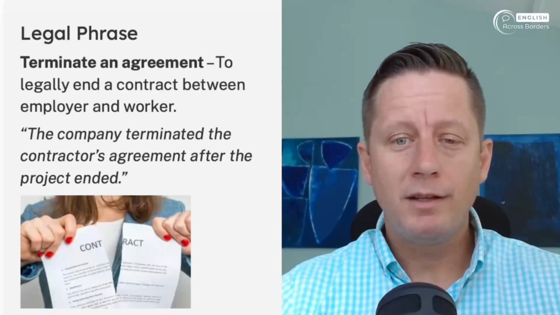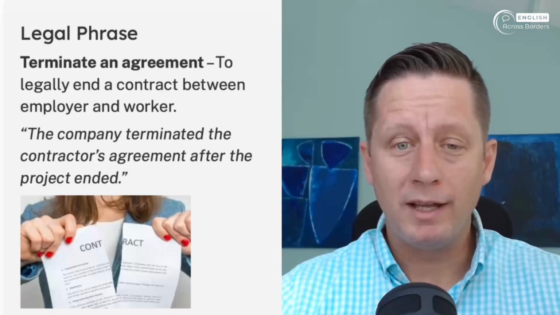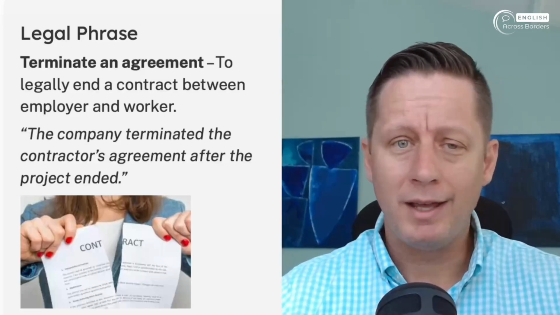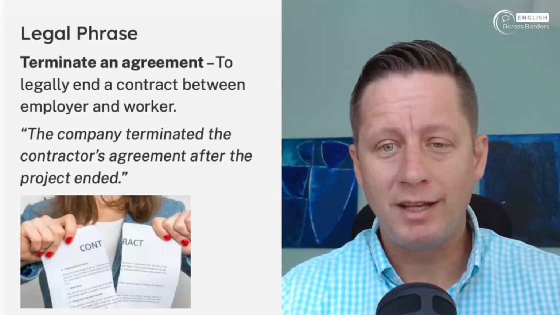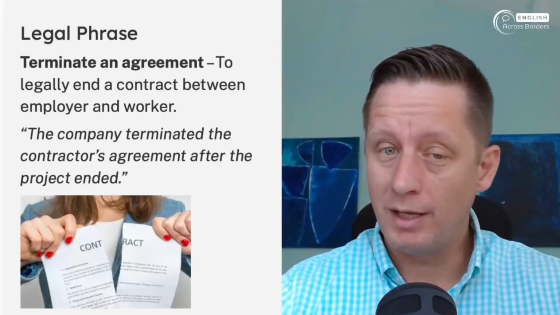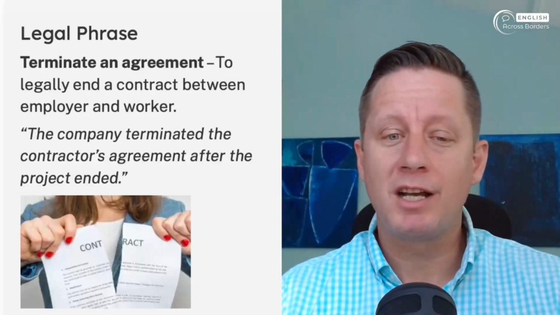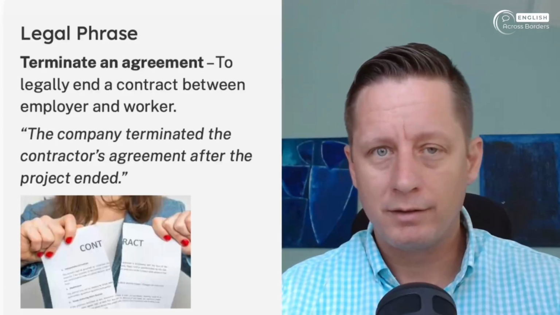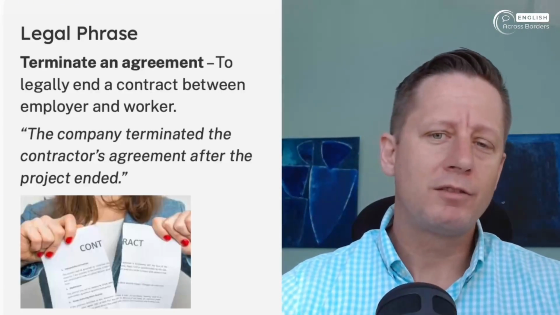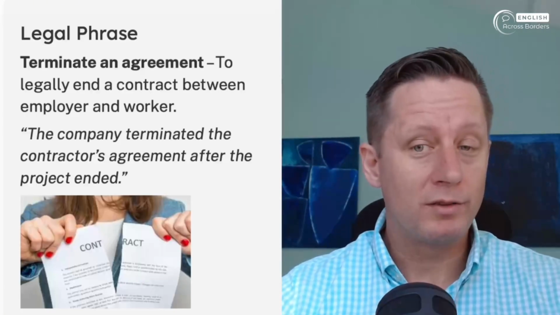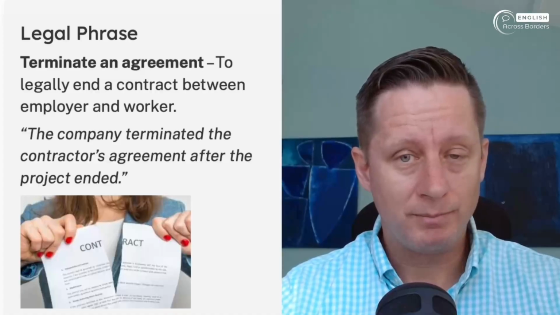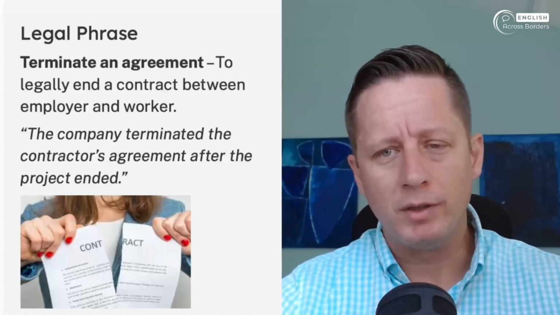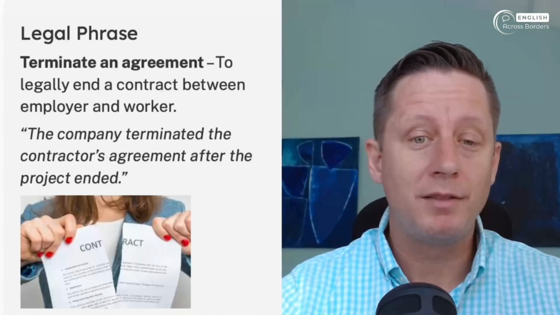To terminate an agreement means to formally end a contract, either by expiration, mutual consent, or breach. For example, the company terminated the contractor's agreement after the project ended. Let's look at a story. A software developer works as a contractor for 6 months. When the project is complete, the company terminates the agreement.